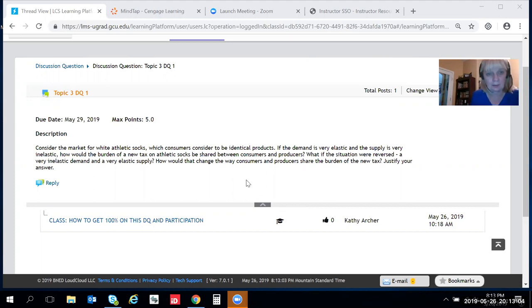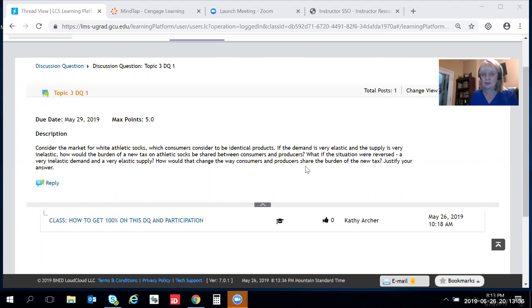Okay, consider the market for white athletic socks, which consumers consider to be identical products. If the demand is very elastic and the supply is very inelastic, how would the burden of a new tax on athletic socks be shared between consumer and producer? What if the situation were reversed? A very inelastic demand and a very elastic supply. How would that change the way consumers and producers share the burden of the new tax? Justify your answer. It's kind of a complicated question.